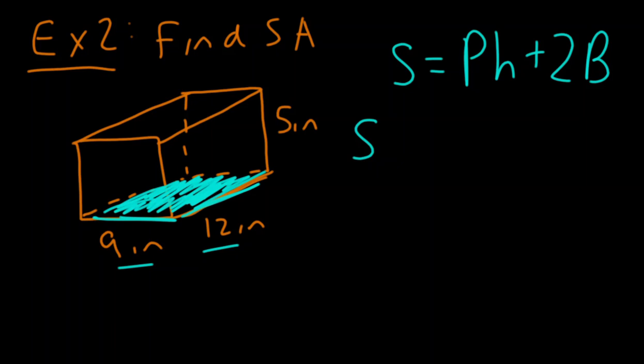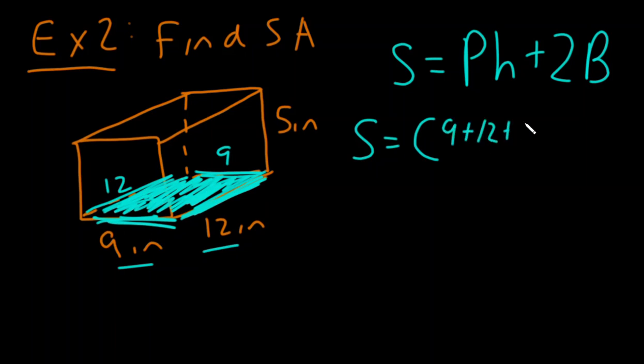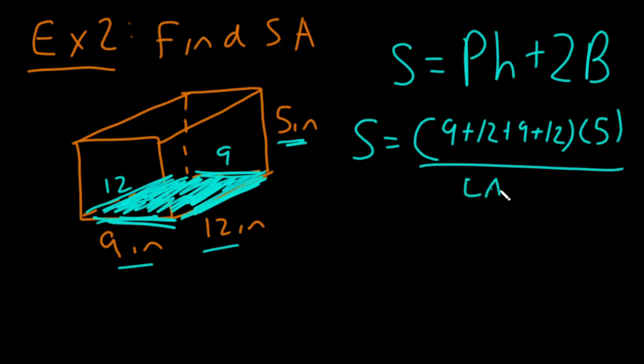So we'll come back over here, we'll write S equals. In place of perimeter, I'll open up my parentheses. And wait a second, if this side right here is 12, then so must that side. That is also 12. And if this is 9, then this must be 9 as well. For perimeter, we want to do 9 plus 12 plus 9 plus 12 times, and here we can ask, what is the height? Remember, our height is the one number that does not touch the base, and in this case, that would be our 5. And if you'll recall, that is in fact our lateral area.